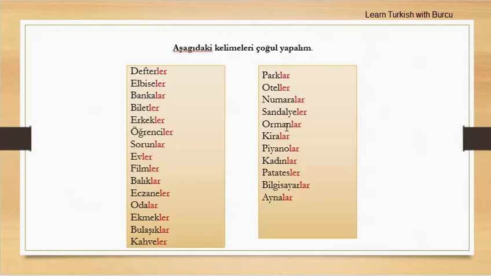Orman. It means forest. Ormanlar. Kira. It means rent. Kiralar. Piyano. Piyanolar. Kadın. It means woman. Kadınlar. Patates. Potato, patatesler. Bilgisayar, computer. Bilgisayarlar. Ayna, mirror. Aynalar.